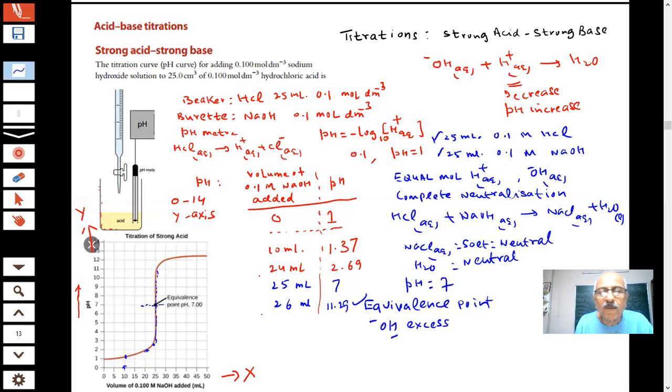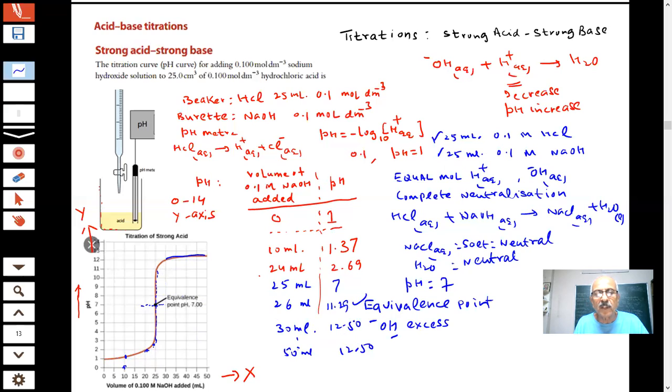And if I further add more, what will happen? If you add, supposing, 4 or 5 milliliter more, 30 milliliter, then we find the pH is around 12.50. And you can add up to 50 milliliter. The pH continues to be 12.50, because that is the pH of the strong base, NaOH. So after that, there is no change in pH, which is why you see the curve like this. So this is a titration curve of strong acid and strong base. Any doubt here?